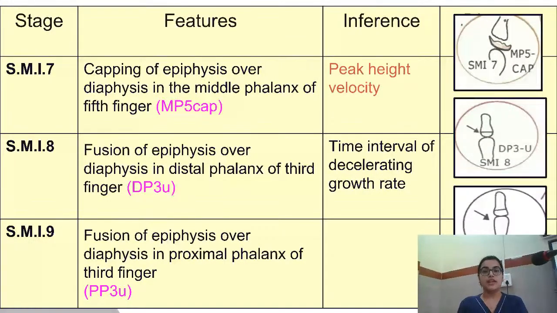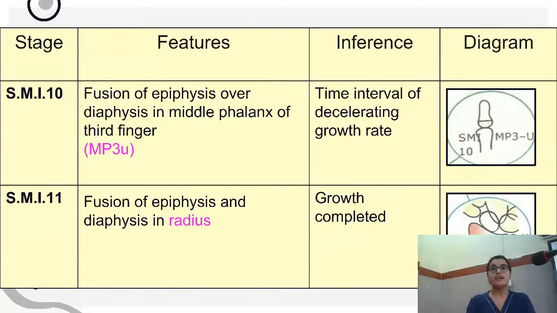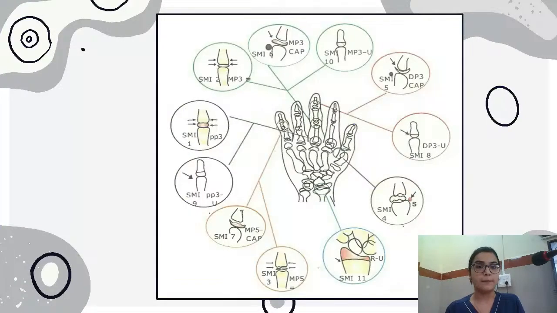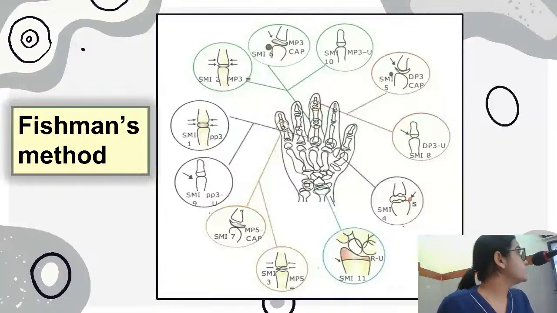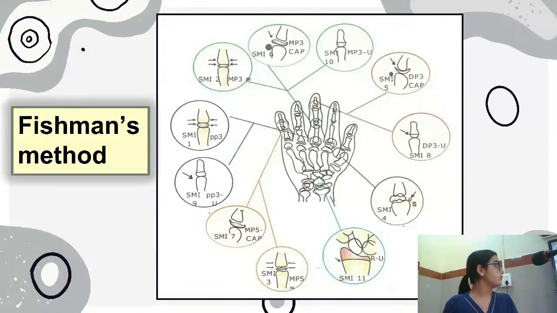In stage 8, this is a period of peak height velocity, and there is fusion of epiphysis and diaphysis in the distal phalanx of the middle finger. In stage 9, there is fusion of epiphysis and diaphysis in the proximal phalanx of the middle finger. In stage 10, there is fusion between the epiphysis and diaphysis of the middle phalanx of the middle finger. And in stage 11, there is fusion of epiphysis and diaphysis of the radius. So these are schematic representations of Fishman's 11 stages of maturation using hand-wrist radiographs.